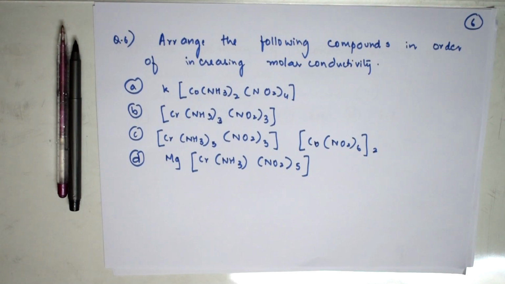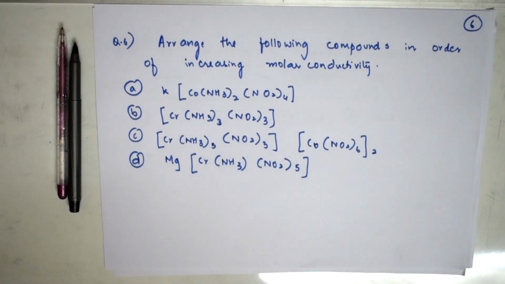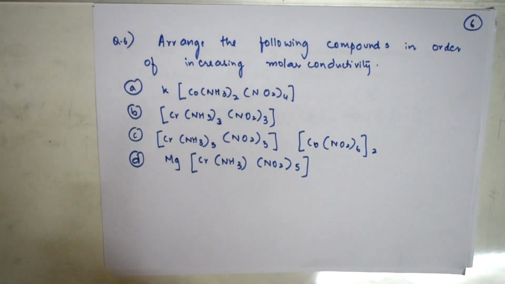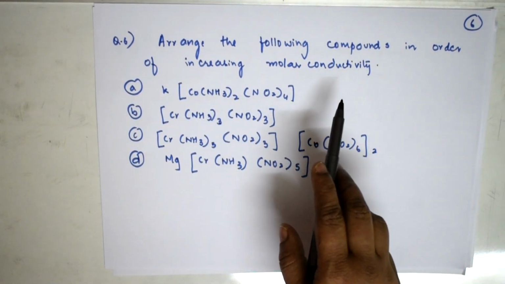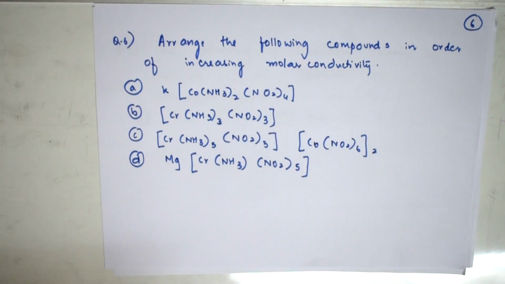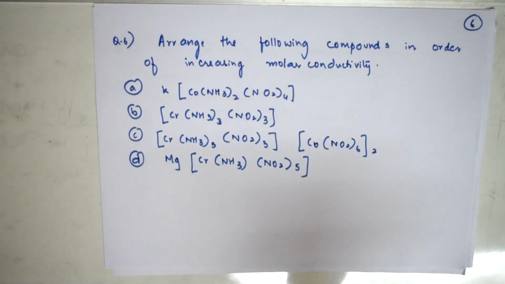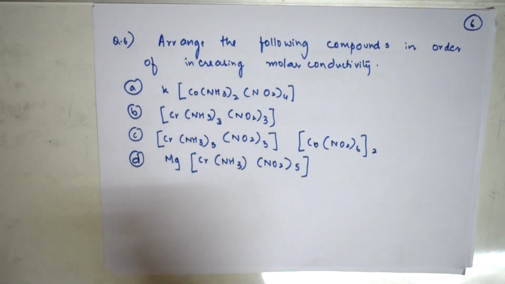Right, students, let us come and solve the next question. That is your sixth question. Hope you are understanding the earlier questions. Let's read. Here, arrange the following compounds in order of increasing molar conductivity. So, what is this molar conductivity in coordination compounds? I'll give you a small trick. Here, they have given me A, B, C, D, 4 different complexes. Simple thing you need to do, remember, is the trick.